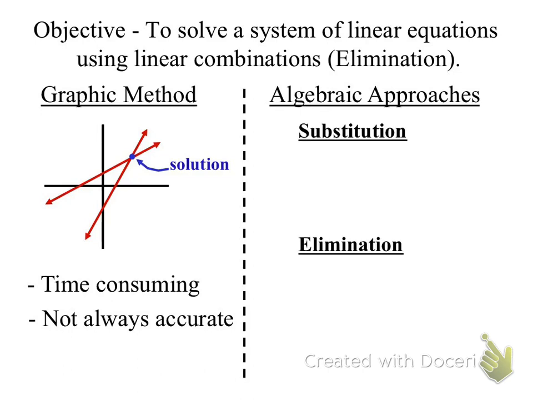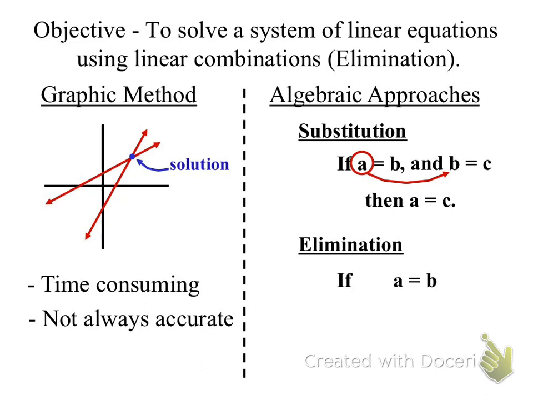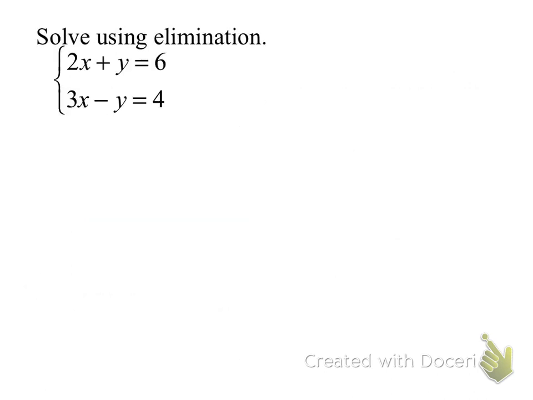We learned yesterday how to substitute. If A is equal to B and B equals C, then I can substitute A for B, because A is equal to B, right? Today we're going to learn the elimination method, where we're going to be adding up and down. If I add A plus C, it's equal to B plus D. Okay? So let's try one.